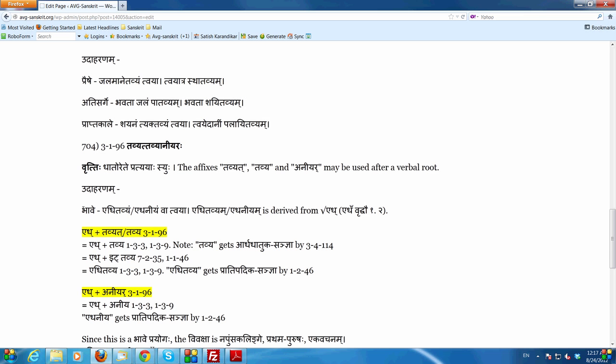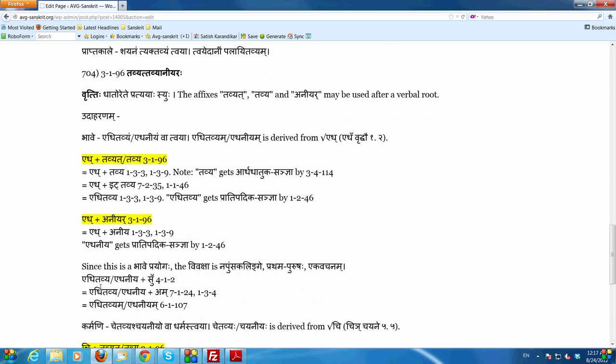Now this is a bhave prayogaha, denoting an action. This is also something which we have clarified before. In the bhave prayogaha, we have to use the napumsakalingam, and the ekavachanam. So when we decline this form, it will decline like vana or phala or jnana, like phalam phale phalani. So this derivation is extremely simple.